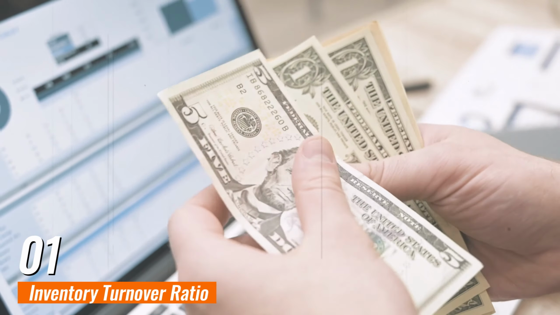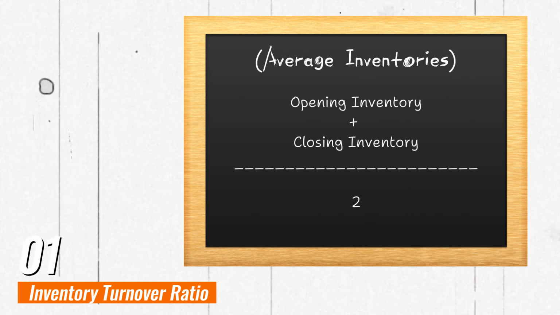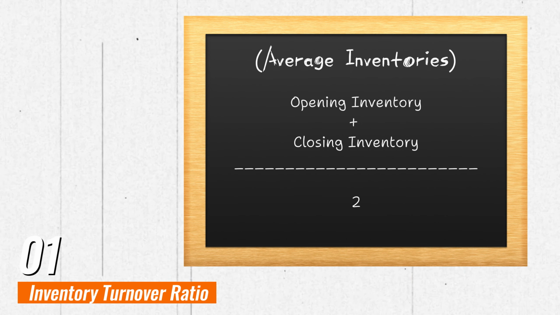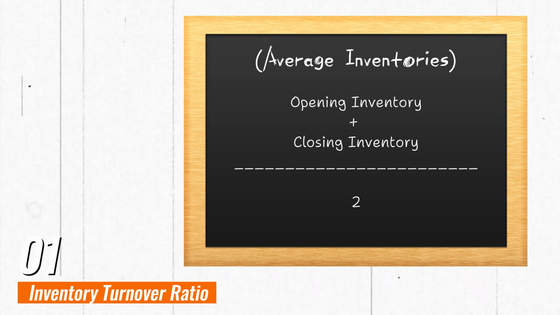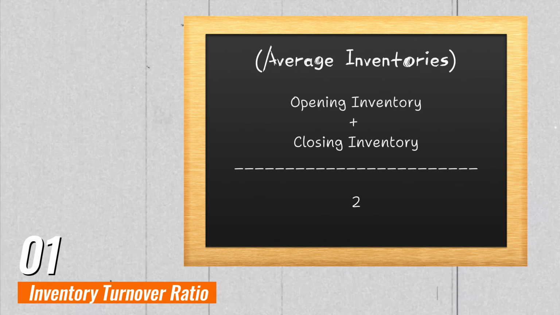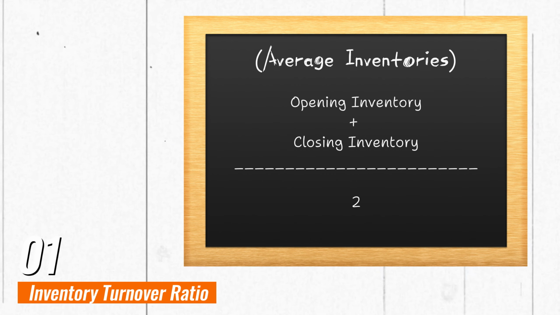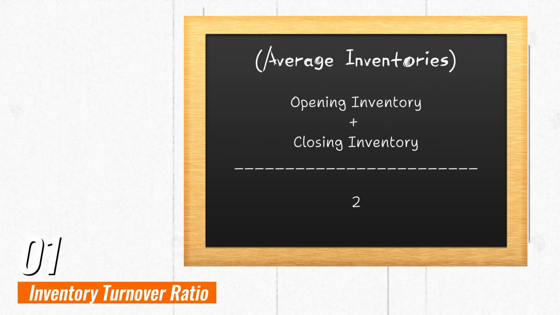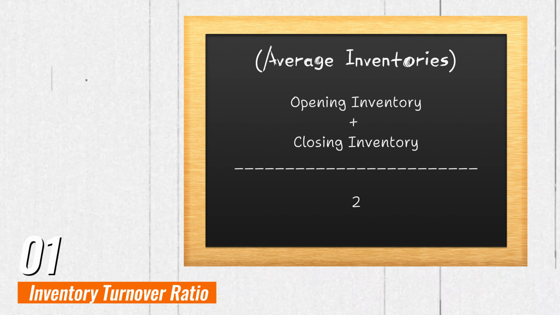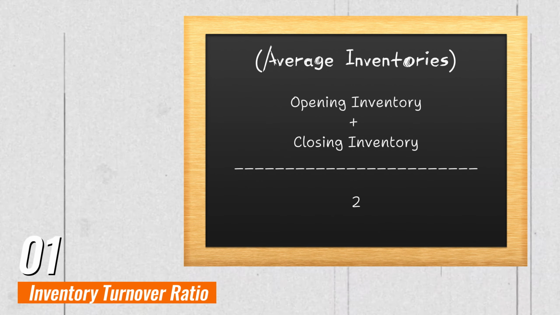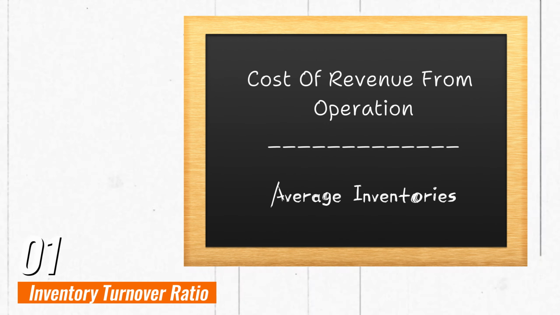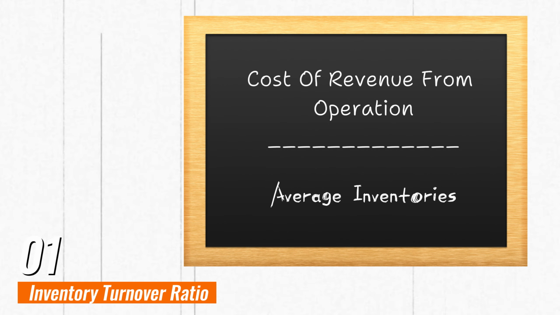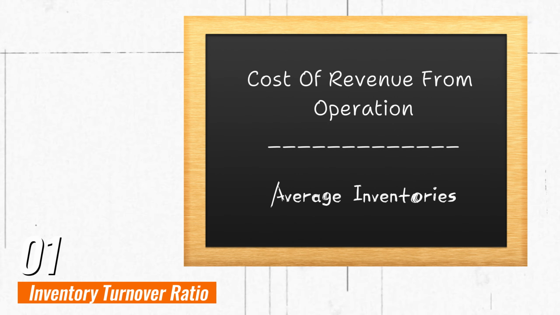So the formula to calculate the average inventory is opening inventory, that is the inventory at the beginning, plus the closing inventory, that is the inventory at the end, that is the closing stock also, divided by 2. With this, we will be able to calculate the average inventory. So this was the formula to calculate average inventory, and as a whole, we have found the answer for our ratio, that is cost of revenue from operations upon average inventory. Now, this was the formula. Now let's come to the ideal situation. As such, there is no ideal situation for this.